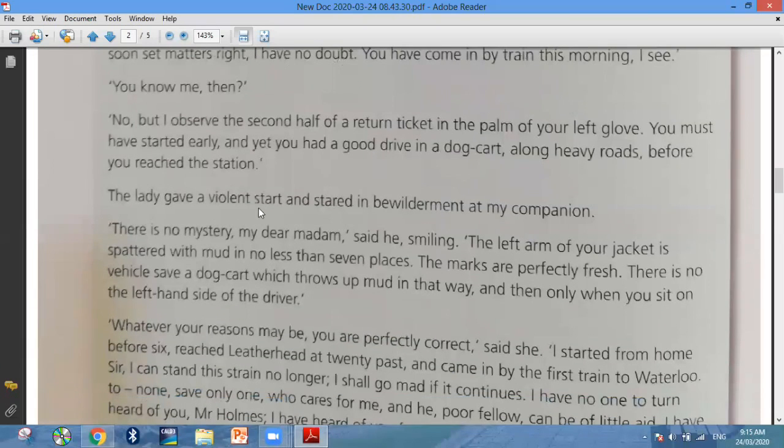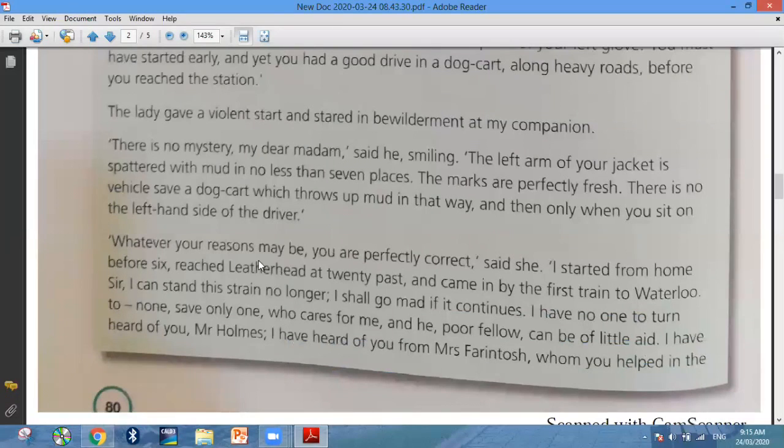The lady gave a violent start and stared in bewilderment at my companion. "There is no mystery, my dear madam," he said, smiling. "The left arm of your jacket is spattered with mud in no less than seven places. The marks are perfectly fresh. There is no vehicle save a dog cart which throws up mud in that way, and then only when you sit on the left-hand side of the driver." "Whatever your reasons may be, you are perfectly correct," said she. "I started from home before six, reached Leatherhead at twenty past, and came in by the first train to Waterloo.